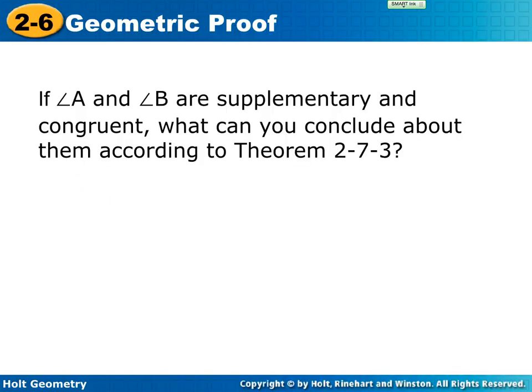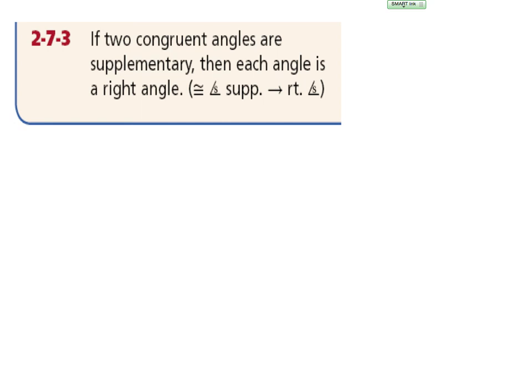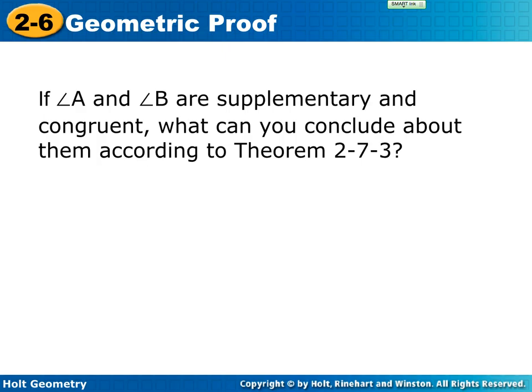If angle A and angle B are supplementary and congruent, what can you conclude about them according to Theorem 273? What can you conclude about the two angles that are congruent and supplementary? What's it say in the end of that theorem? The right angle. Okay, so you would say angle A and angle B are right angles. Can you come up with the other ideas? Yes, but this theorem doesn't tell you that. You'd have to know the definition of right angle to come up with what you were saying. So you're simply saying that angle A and B are right angles.